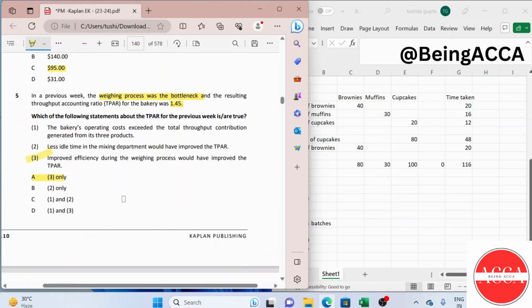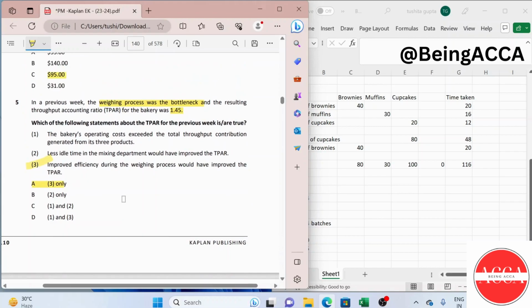Now, with this question, we have come to an end for the Sweet Treats Bakery question.